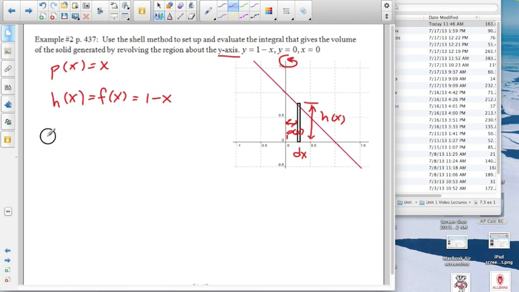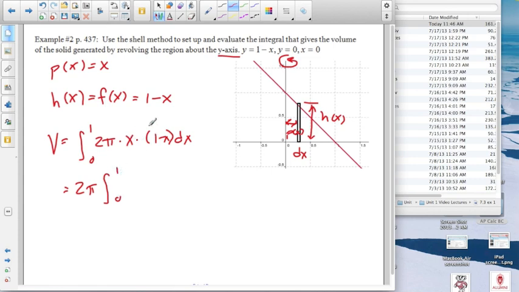So putting this into the expression for the volume, we're going to go from 0 to 1. And we're going to have 2 pi, which I'll pull out in the next step, times p of x, which is x, times h of x, which is 1 minus x, dx.